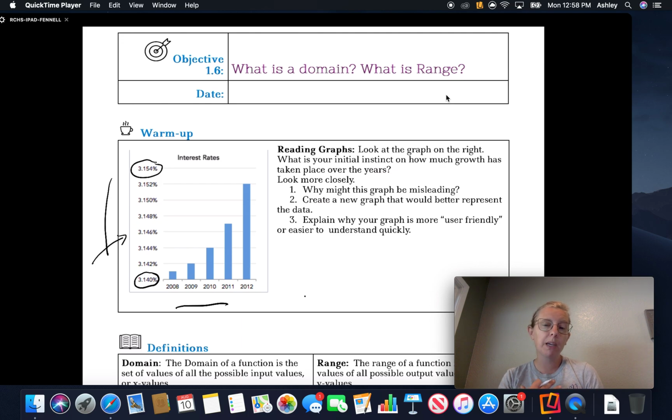So maybe you can make me a graph that would allow my instincts to be more correct. And then explain to me why it's more user-friendly. How does your graph better impart information to whoever is looking at your graph?